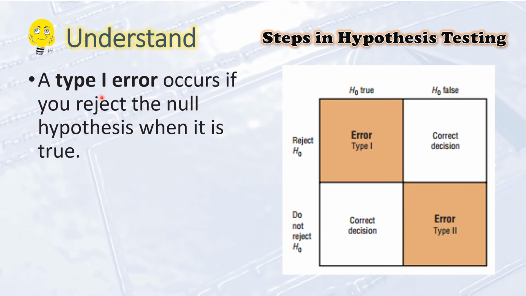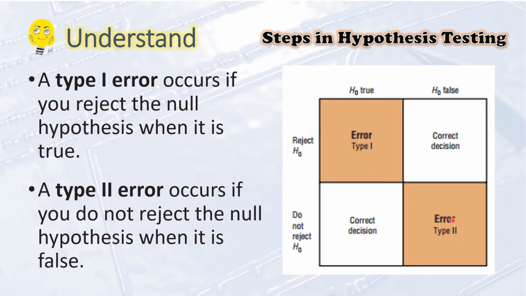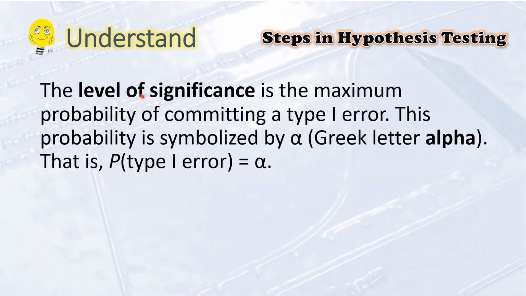A type 1 error occurs if you reject the null hypothesis when it is true. On the other hand, a type 2 error occurs if you do not reject the null hypothesis when it is false. The level of significance is the maximum probability of committing a type 1 error. This probability is symbolized by alpha. That is, the probability of type 1 error is equal to alpha.